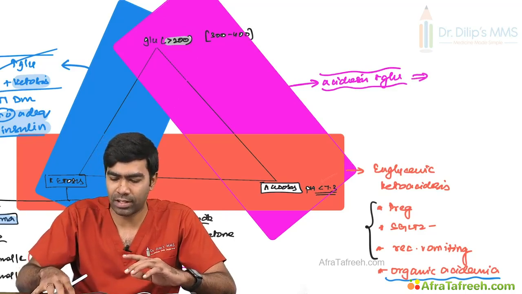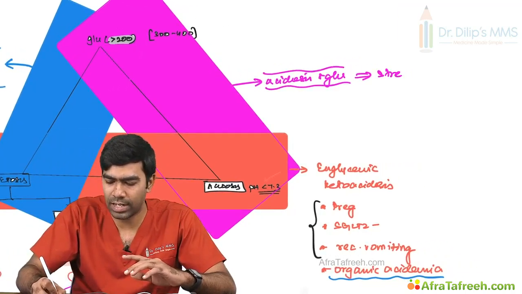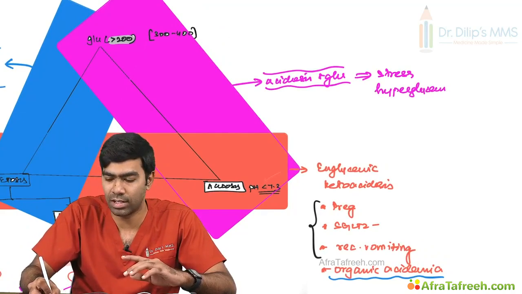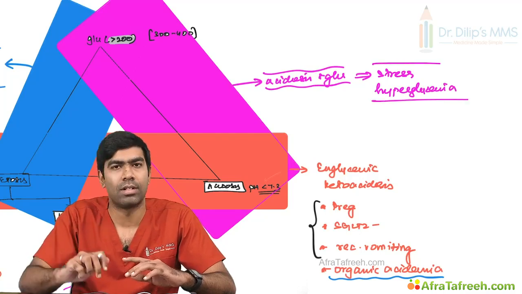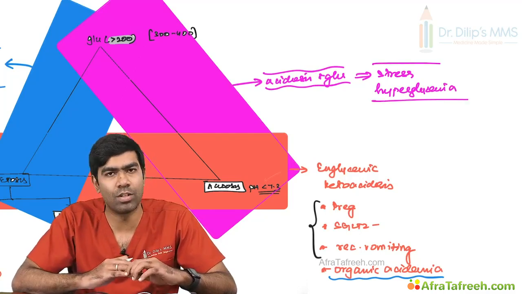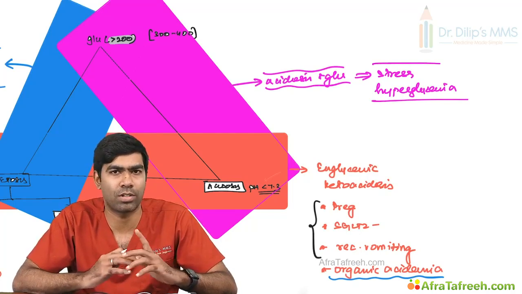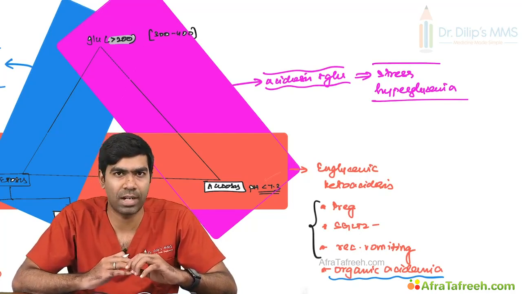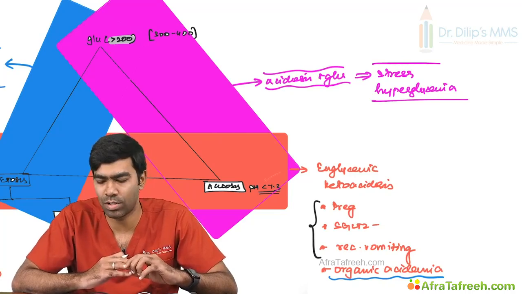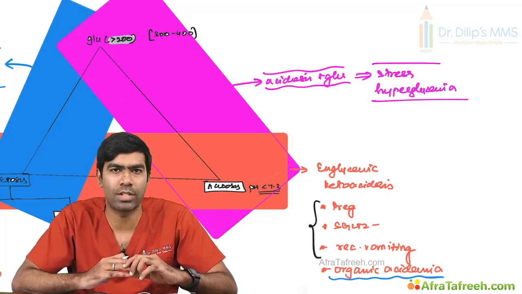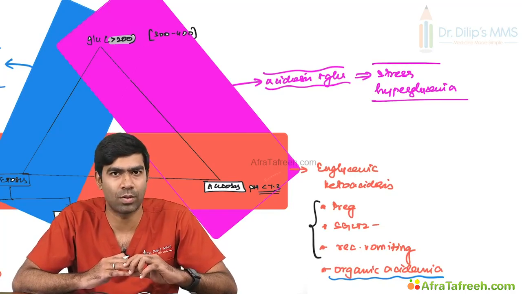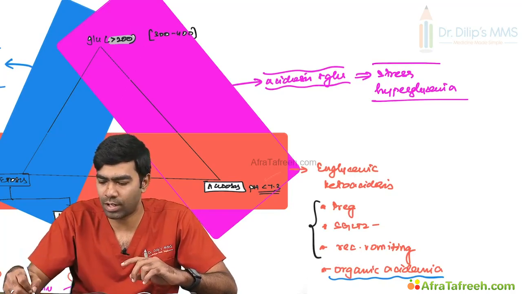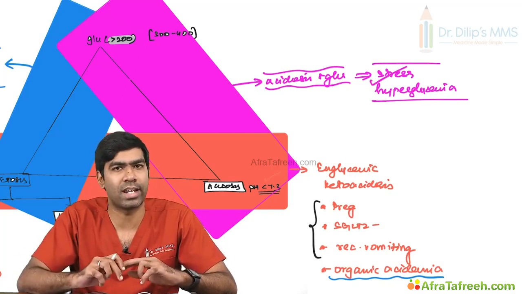Please understand the fact that this is very common in the setting of a stress hyperglycemia. Very commonly, you will encounter this in the ICU settings. It's a stress hyperglycemia. Patient may have acidosis because of the background hypoxia, and patient will have hyperglycemia also. That's because of the counter-regulatory hormones, but there will be no ketosis because there is enough insulin to prevent the ketosis in their body. So this often you will encounter in the stressful states like in ICU.